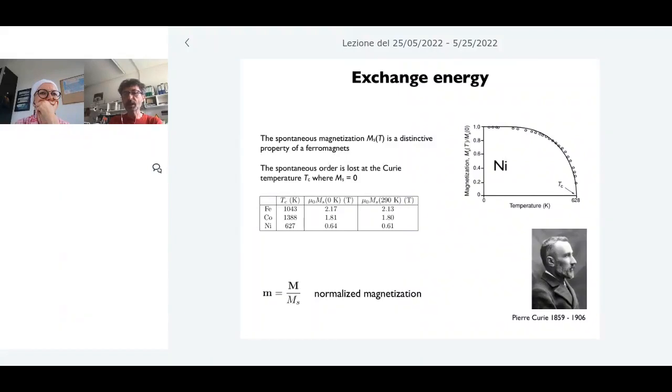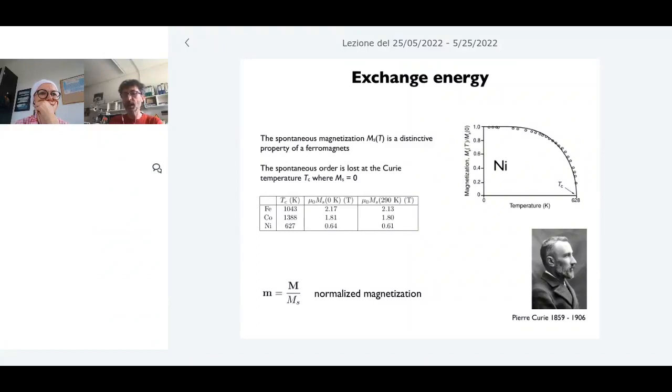So, for example, take this table, no? You have the three main ferromagnets, iron, cobalt, and nickel. The Curie temperatures in Kelvin of the three are listed there. If we operate around room temperature, you see that we are very far from the Curie temperature, so we can safely use this hypothesis. Furthermore, the curve of the spontaneous magnetization as a function of temperature remains rather flat for quite a wide range of temperatures, and then it decreases quite fast.